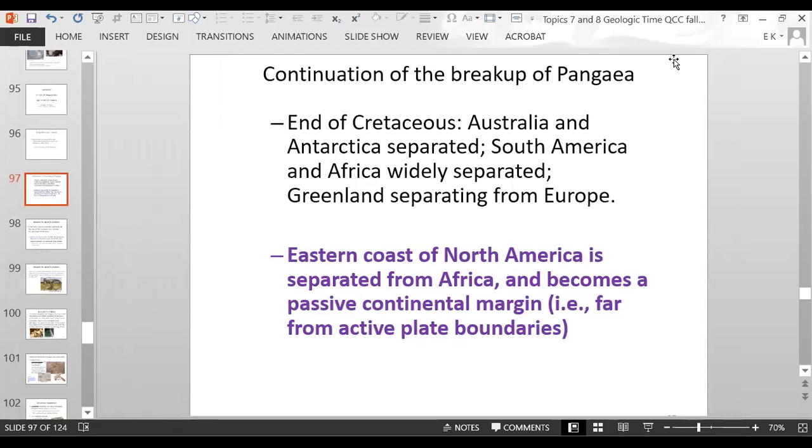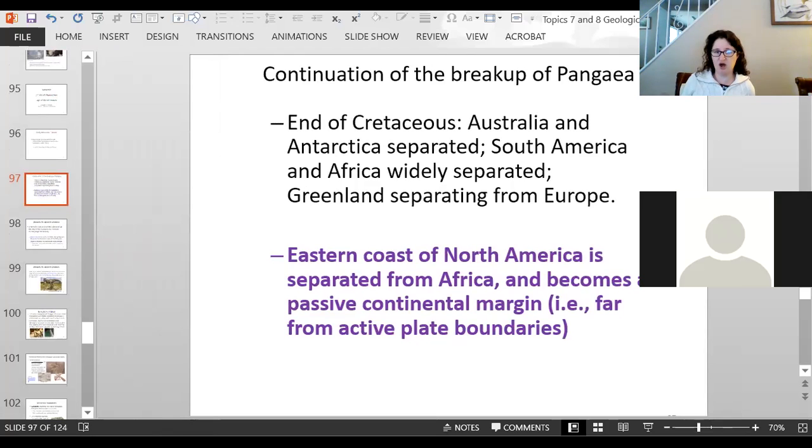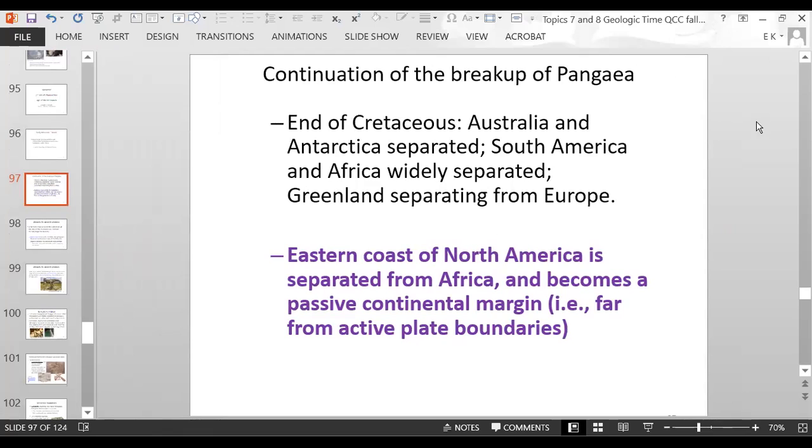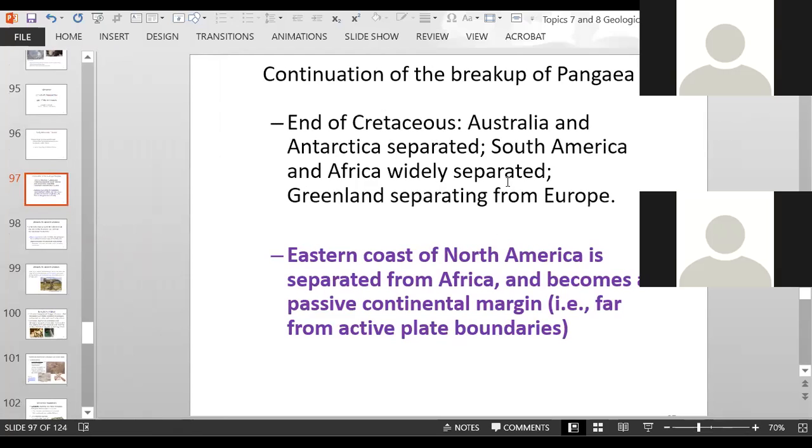And then we continued having a breaking apart of Pangaea. During the end of the Cretaceous, Australia and Antarctica separated, South America and Africa were separated, and Greenland separated from Europe. So the eastern coast of North America at this point was separated from Africa, and it has now become a passive continental margin far from any active plate boundaries.